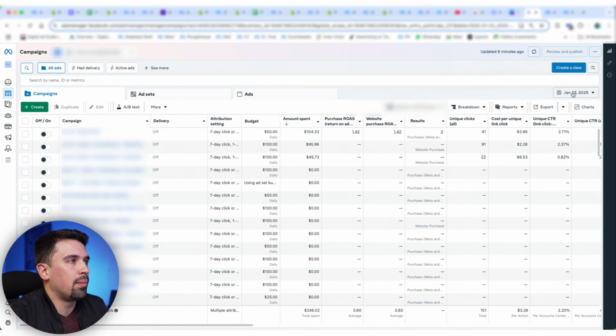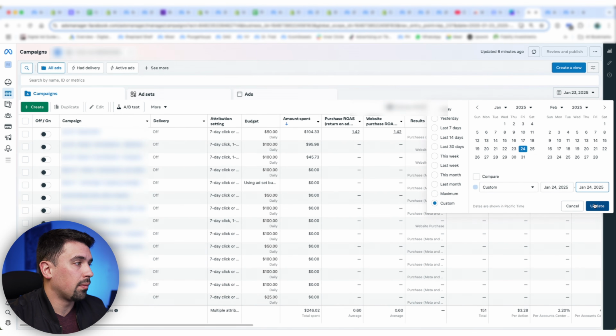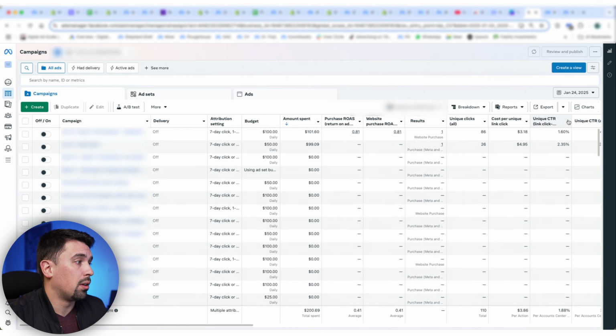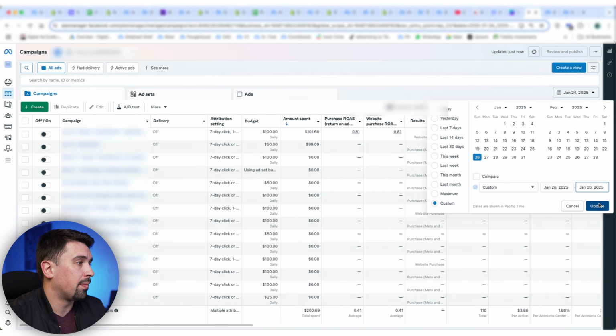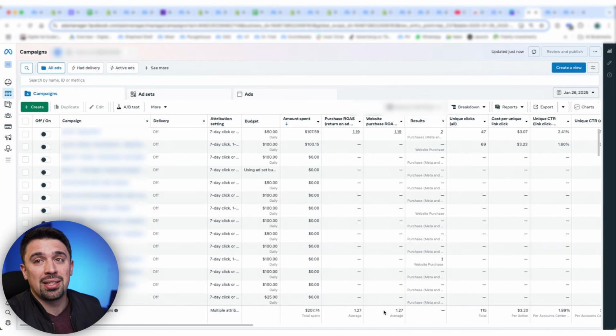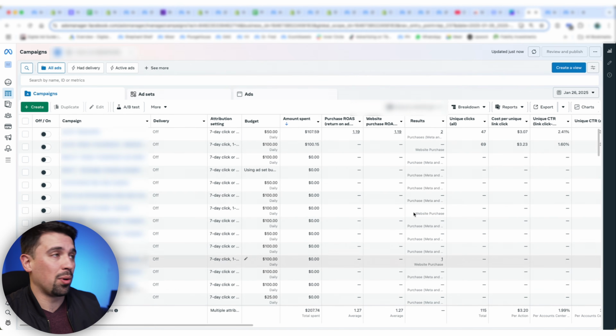Here is January 23rd, right? 0.6. Their break even is about 1.5. Okay, so 0.6, and they're spending $240 a day. Bad day. 24th. 0.41, lowering spend a bit, bad day. Okay, this is what I would consider a good day in this ad account, 1.27. Still below our break even by quite a bit, but this is them having a good day, unfortunately.